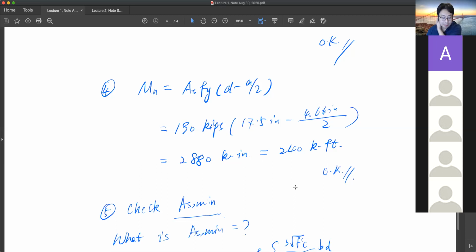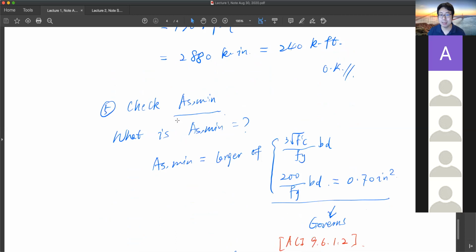All right. So at this stage, I got my nominal moment strength. I should be happy. There's one thing I haven't talked about, which is that there's actually a minimum requirement on the reinforcement area, As min. Okay, so here we go.